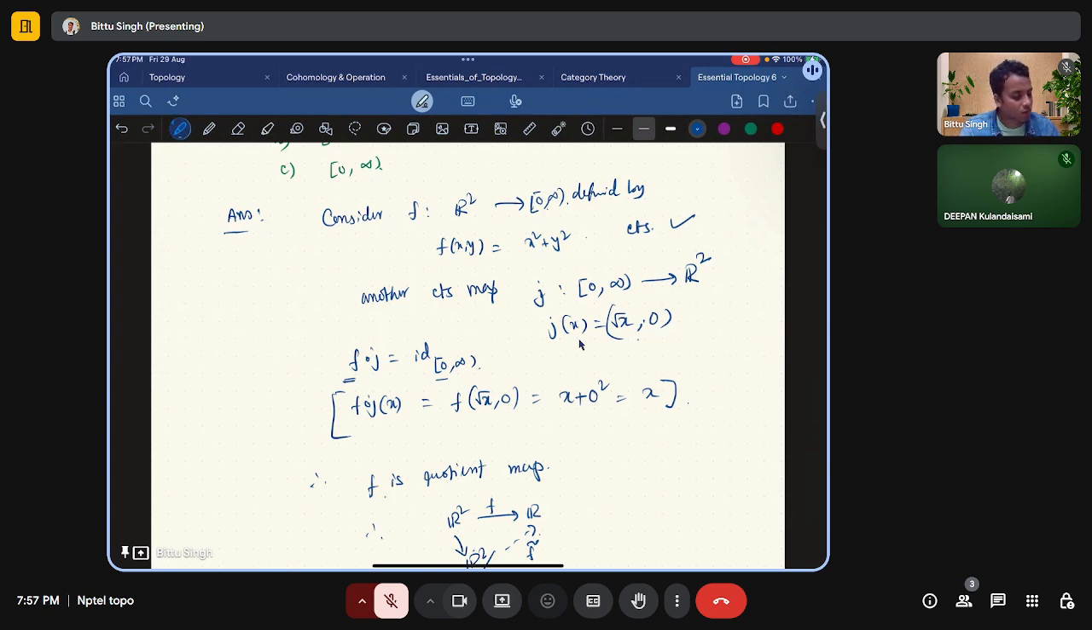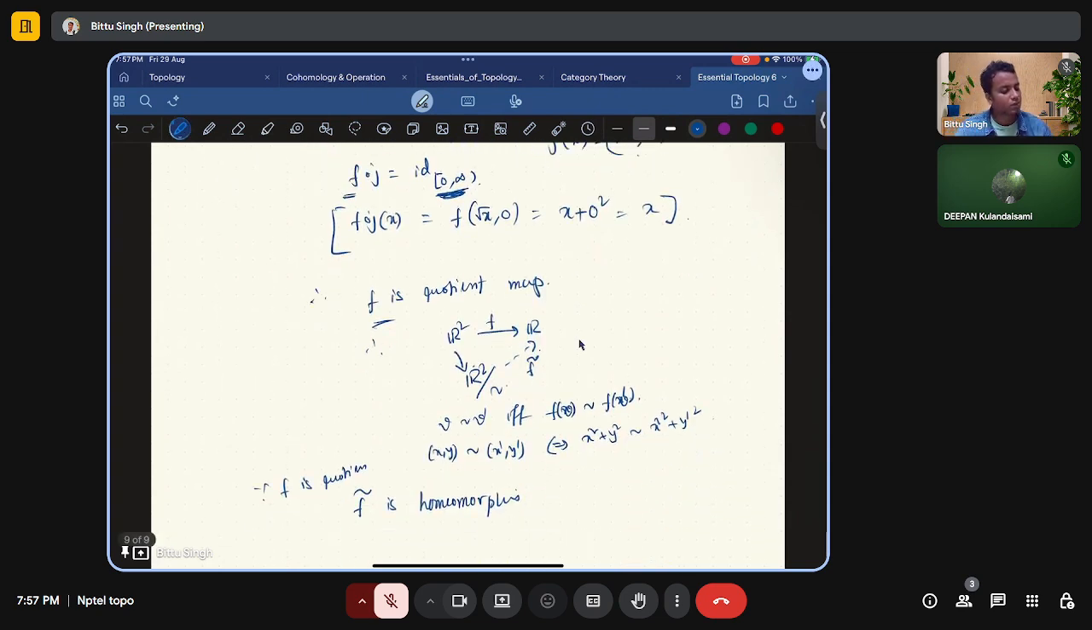So now we can say F is a quotient map. Otherwise, this is not an identity map, this is just inclusion. So F is quotient. So we can now apply the theorem. F is quotient, therefore F tilde becomes a homeomorphism. This is actually the universal property of a quotient map.